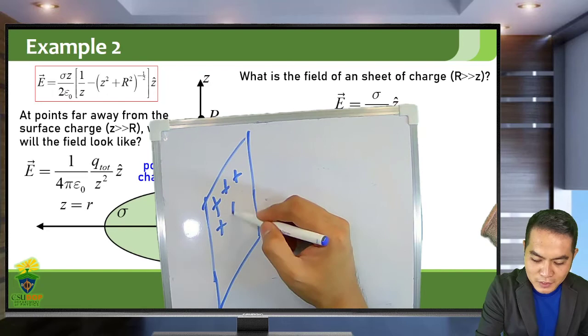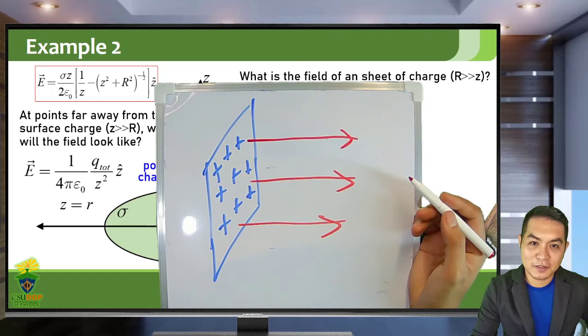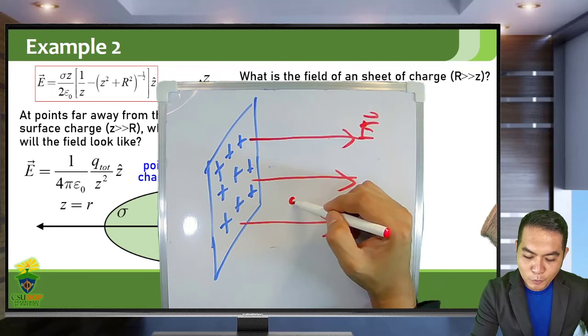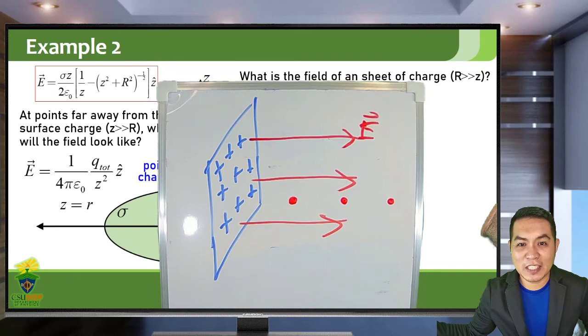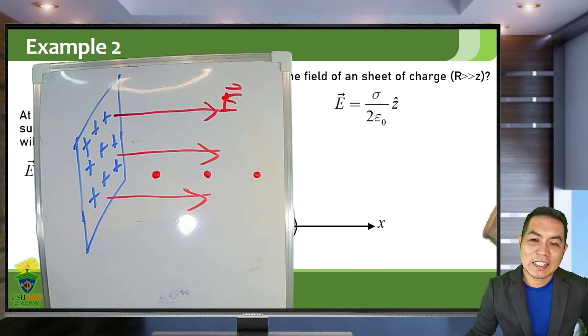The electric field of this charge distribution is actually constant. So meaning the distance between the electric field lines are the same. It doesn't change. So whether the field point is here, or here, or here, or the field point is at infinity, the value of your electric field is still the same, sigma over 2 epsilon naught. So sigma is a constant, epsilon naught is a constant, so the electric field is constant, no matter the distance from the sheet of charge.